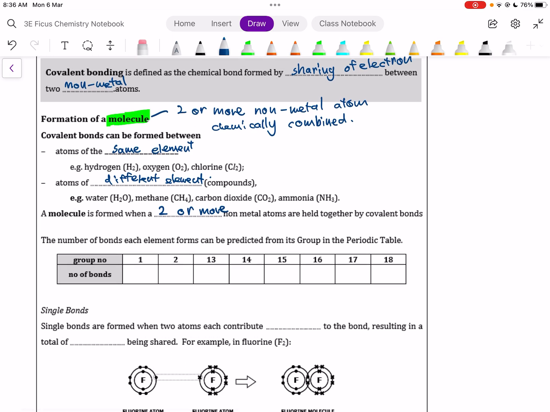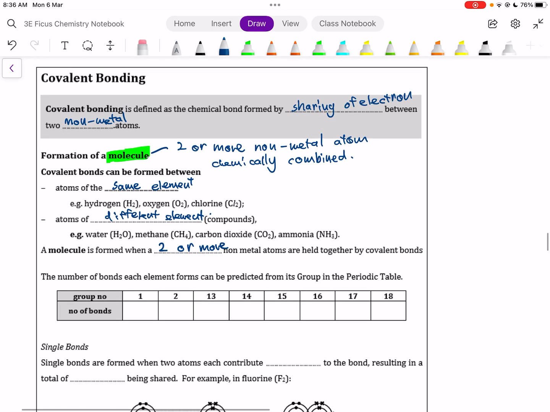It's also helpful when we look at the group and know the number of bonds that it forms, because based on the group we will know how many electrons it will share. For example, groups 1, 2 and 13 are metals, so they won't be involved. Remember we are looking at non-metals, as well as noble gases. For group 14 it is 4 electrons, group 15 3 electrons, group 16 2, group 17 1.